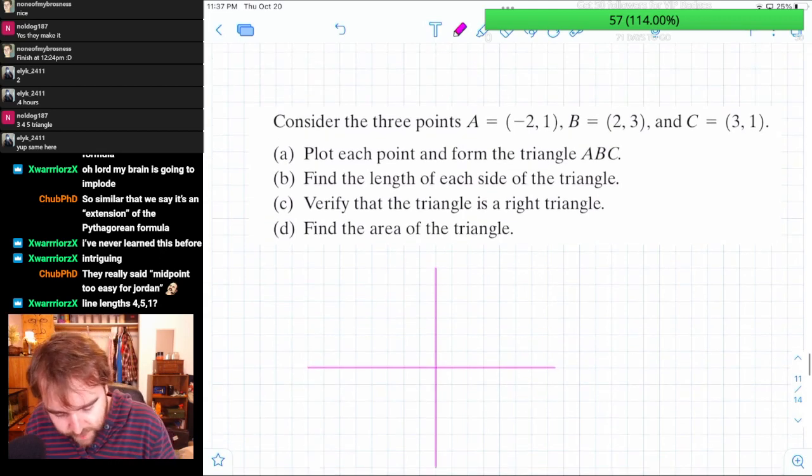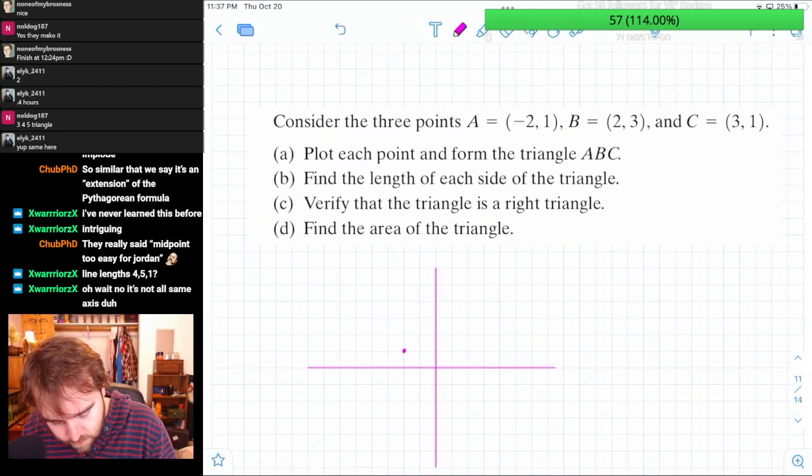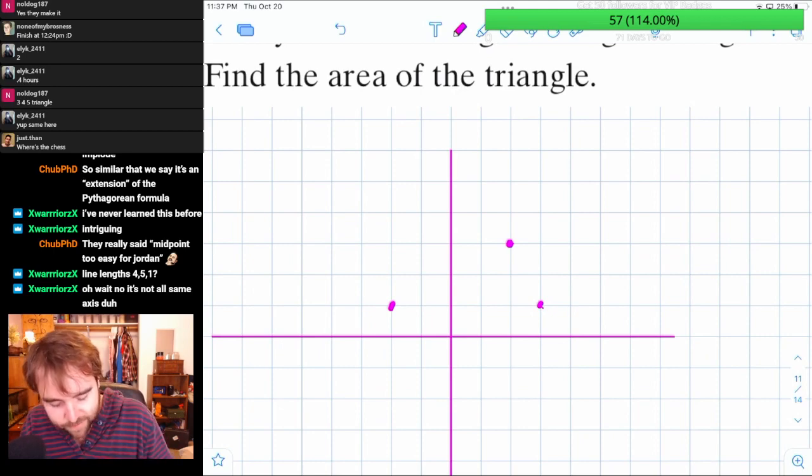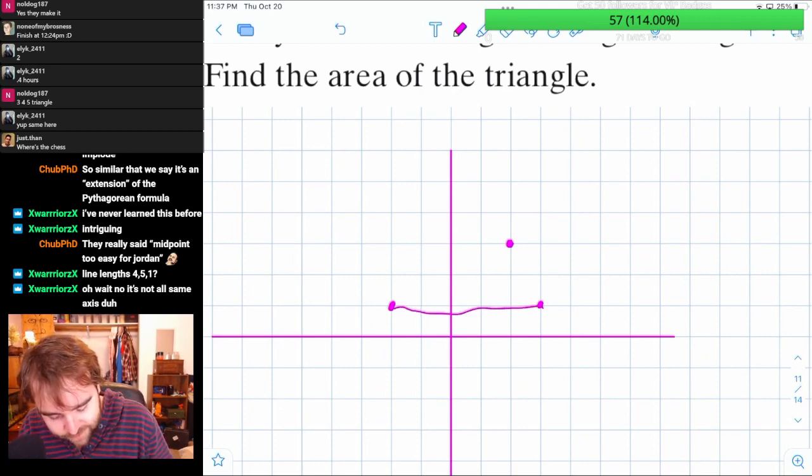And let's plot these points. -2, 1, 2, 3, 3, 1. All right, there's our triangle. So that's going to be a 3, 4, 5 triangle. Sure looks like.